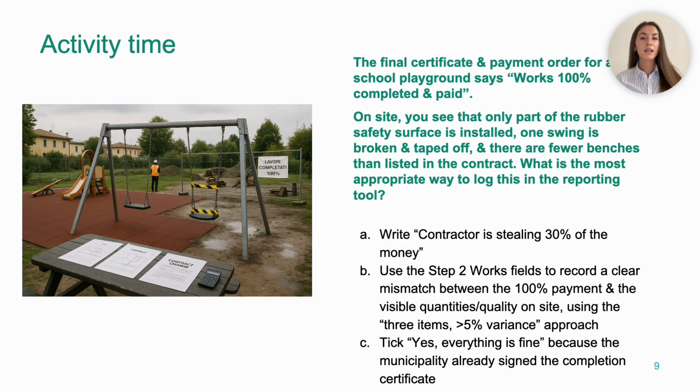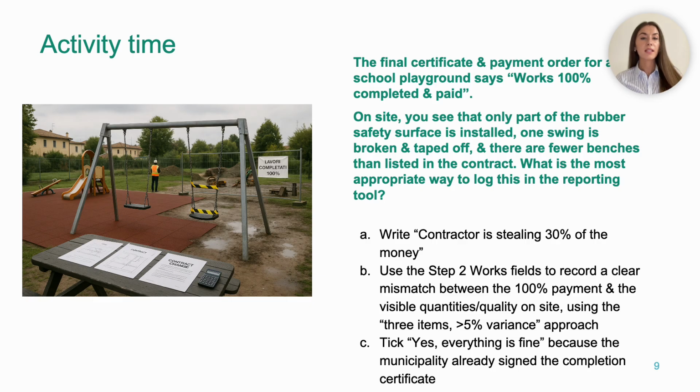Putting this in practice, let's take a moment to look at the playground photo. Only part of the rubber safety surface has been installed. A section of the ground is also still bare and even muddy, and a swing is clearly broken and taped off, which is a clear safety hazard for children. We also see fewer benches and play structures than we would have expected. And then there's a banner on the fence proudly saying, "New playground, works 100% completed."